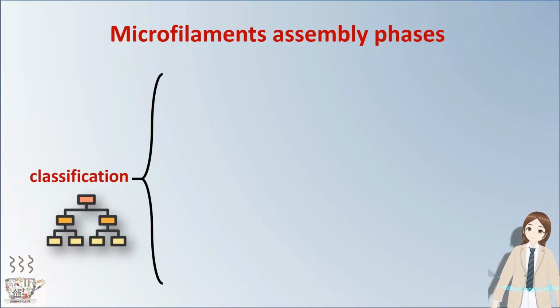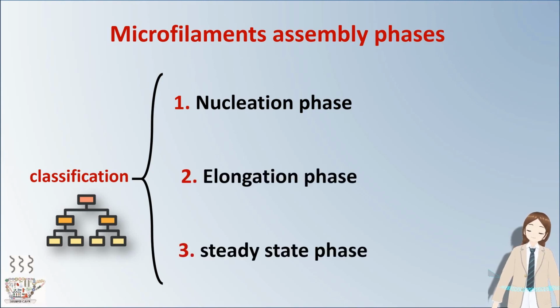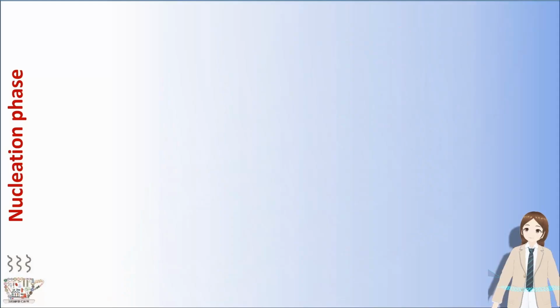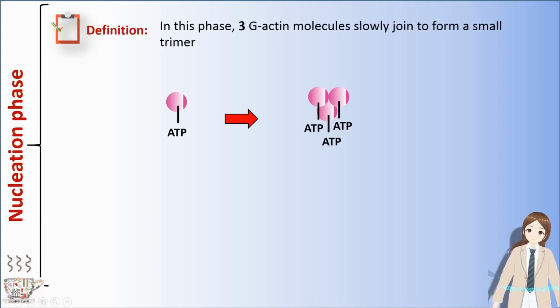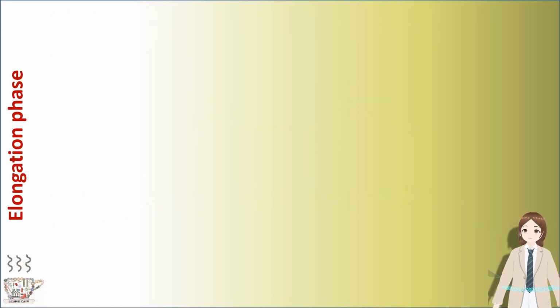Microfilaments assembly can be divided into 3 phases: nucleation phase, elongation phase, and steady state phase. Nucleation phase. In this phase, 3 G-actin molecules slowly join to form a small trimer. During the nucleation phase, the formation of a stable actin nucleus occurs.